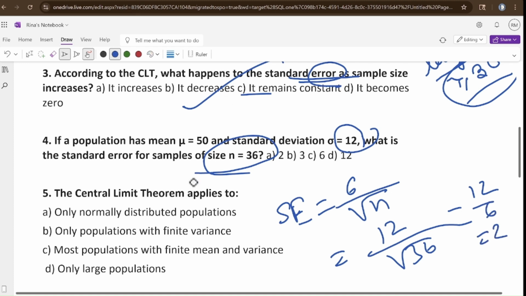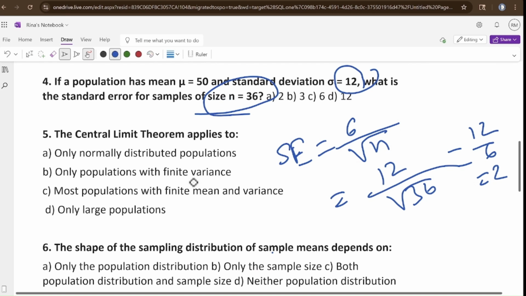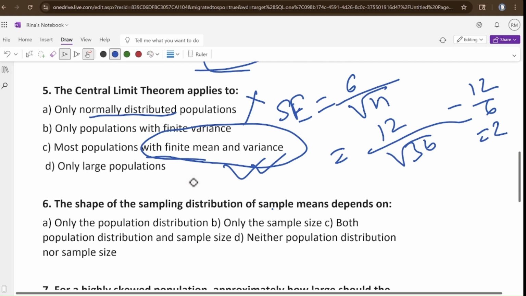Okay. Next question. The central limit theorem applies only to normally distributed populations? No, the population distribution can be unknown. Only populations with finite variance? Populations with finite mean and variance, exactly. The population should have finite mean and variance. Large population? No, not required.